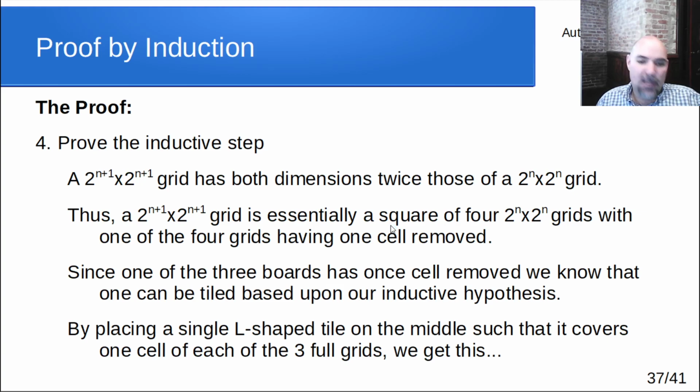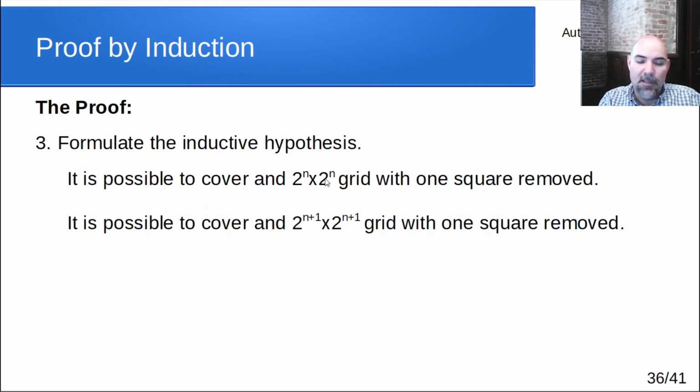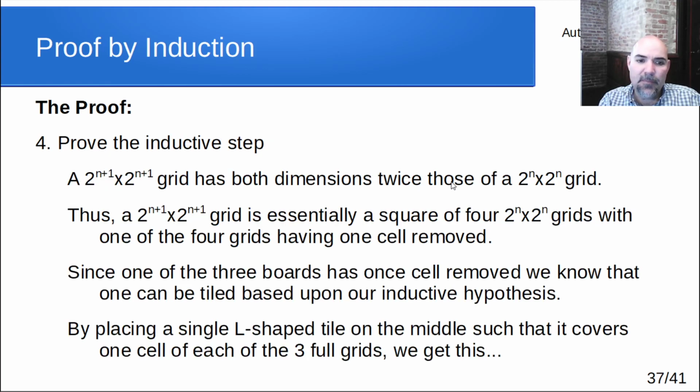that one can be tiled based upon our inductive hypothesis. So back to our inductive hypothesis, remember it said that one of those grids has one cell removed, and our inductive assumption was that that could be covered. So we know one of those had to contain the single removed cell, so that one can be covered because of this assumption here. Now, what about the remaining 3? Well, the remaining 3 have no cells removed, but we can place a single one of those L-shaped tiles such that it takes 1 square away from each of those ones on the grid.